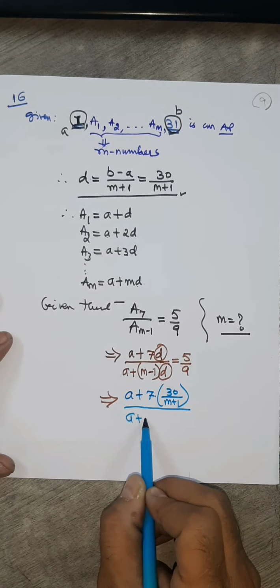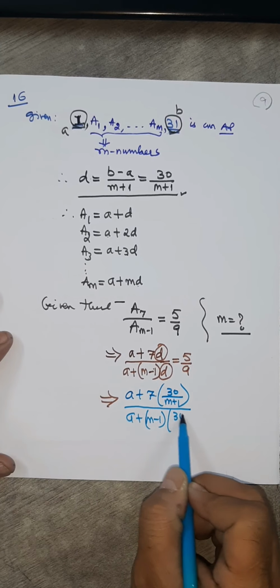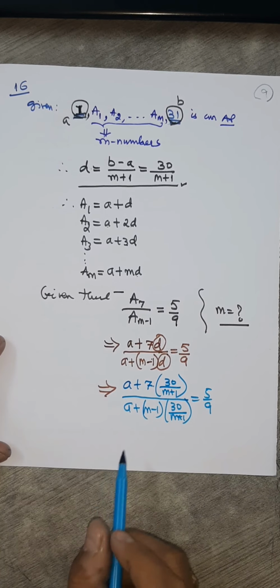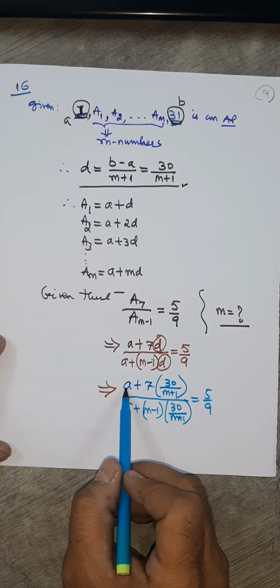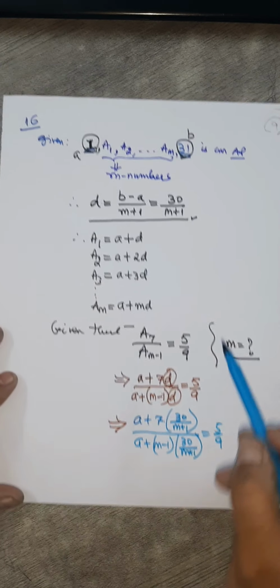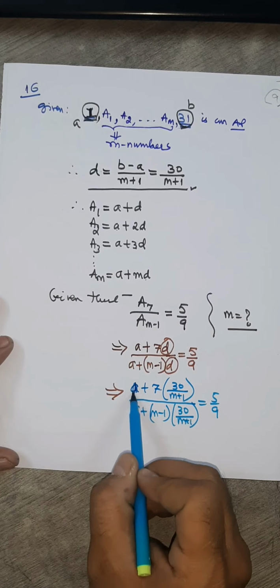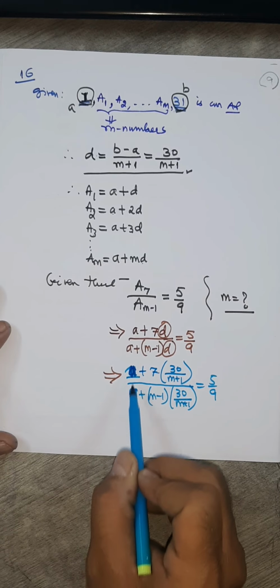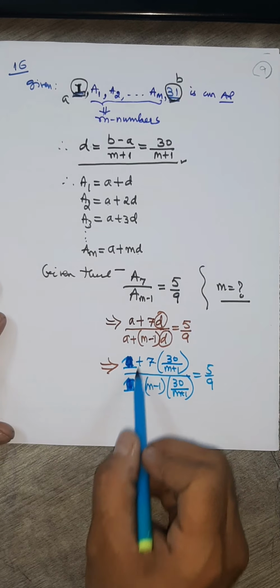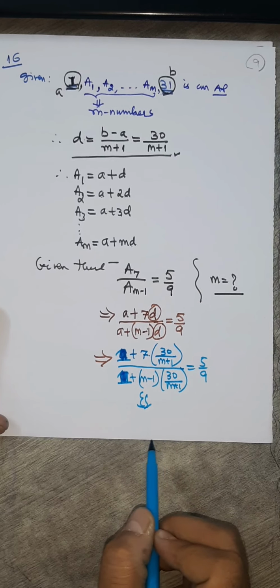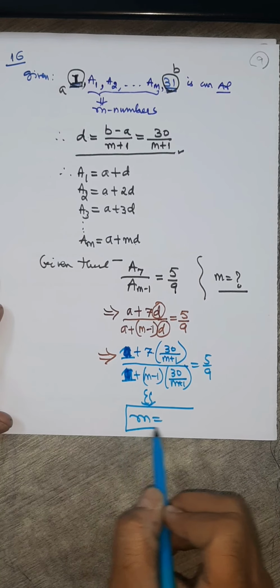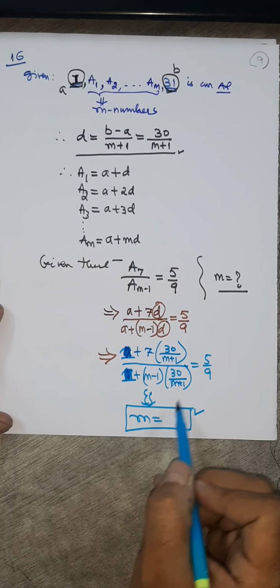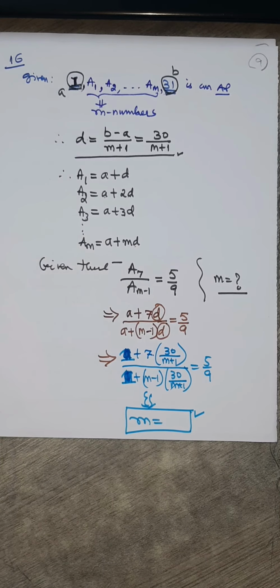Upon a plus m minus 1 as it is, times 30 upon m plus 1, equals 5 by 9. I'm sorry, we could have placed the value of a here. What is a? That is 1, so you can put 1 directly. Putting the value of a, this is 1 and this is also 1. Now just take the cross multiplication and simplify, and you will get the required value of m. I'll not do it, you do it. Take m plus 1 as LCM, it will get cancelled, and simplify, so you'll get the required value of m.